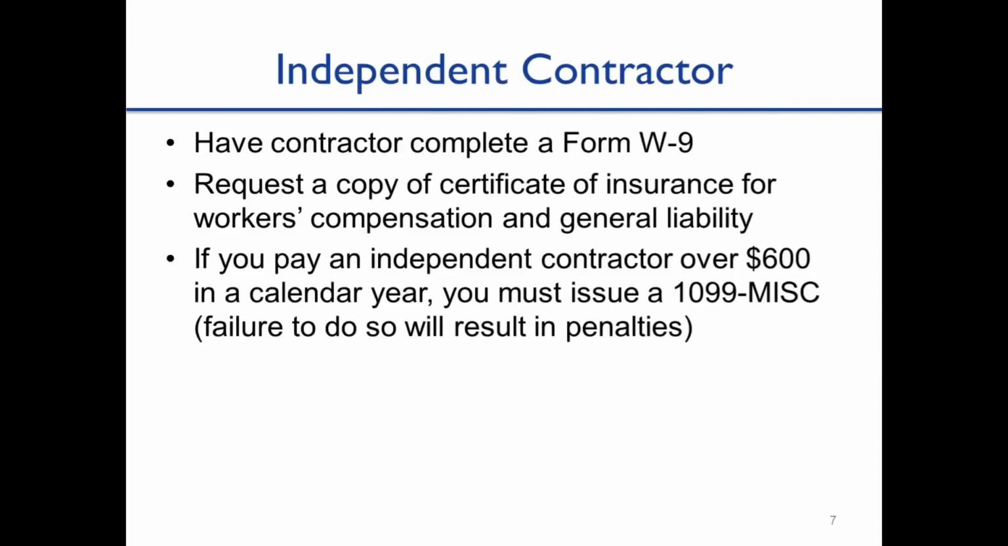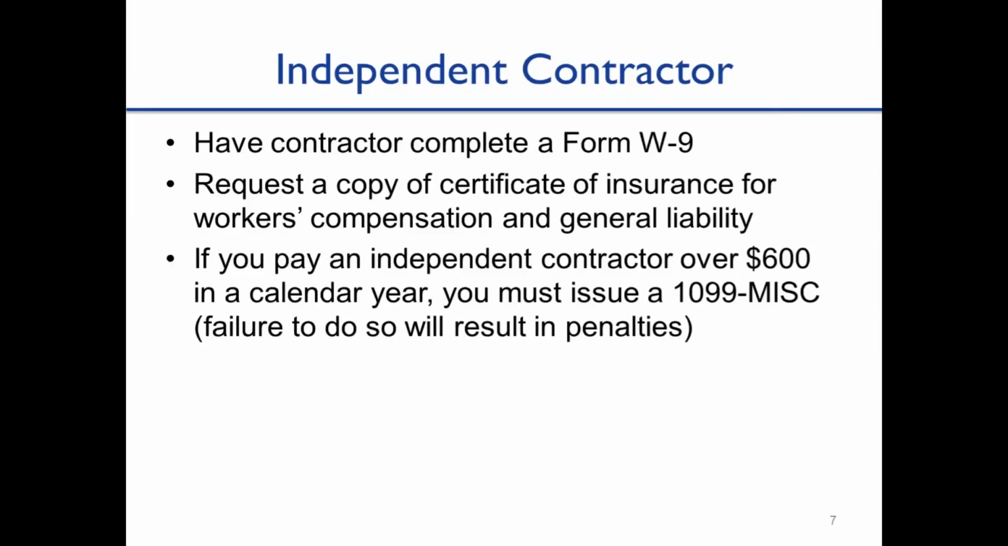I would also request a copy of a certificate of insurance for workers' comp and general liability. If you don't have those and do have employees, when you have your workers' comp audit at the end of the year, they normally ask for these forms. So when you get the W-9 form from those independent contractors, a good thing to keep in mind also is to also ask for that certificate of insurance.